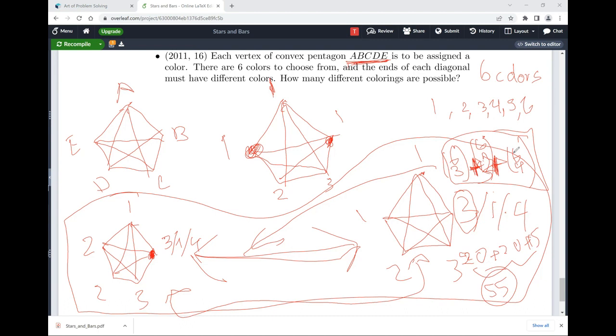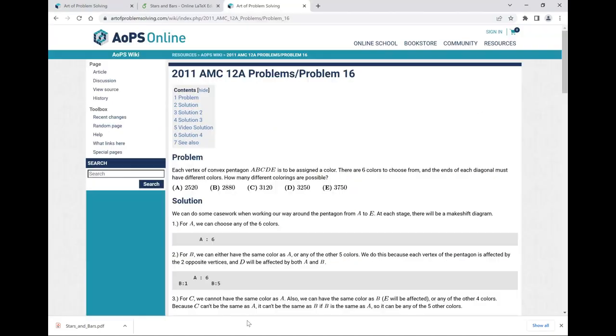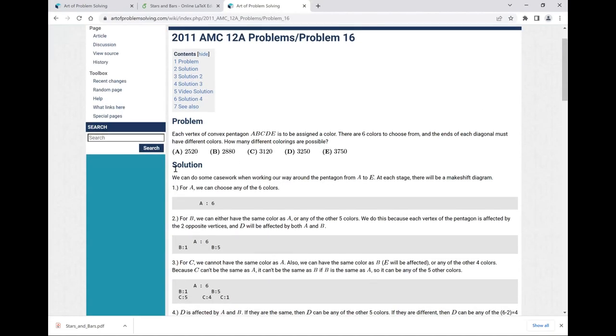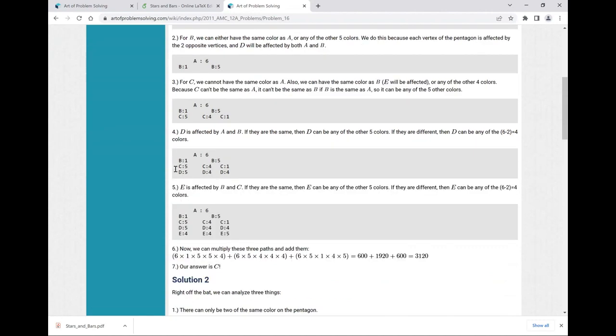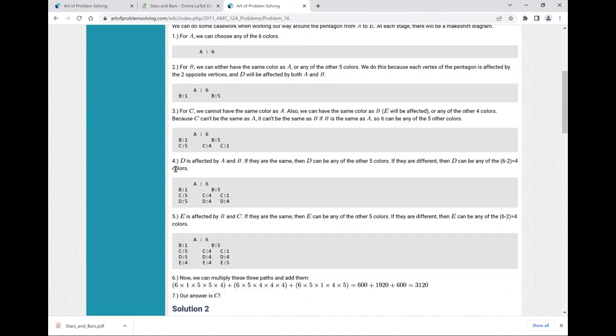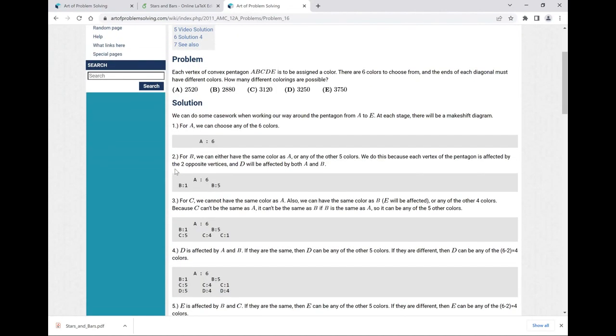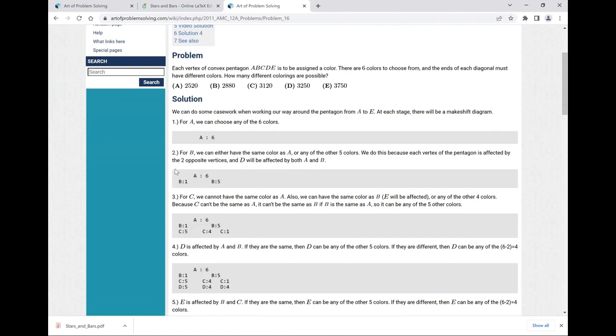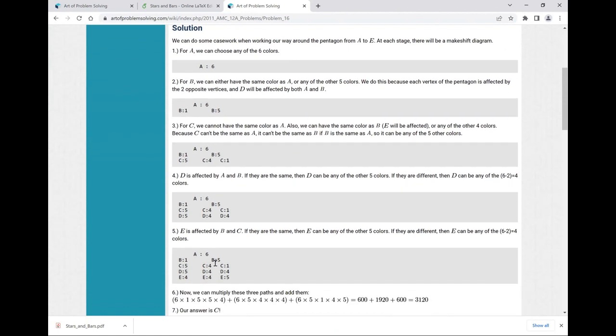I could keep going, but casework would take a long time to explain. So I'll actually just pull up the official solution. We can do casework, which is what I was going to do, because for A you can choose any of the 6, and then B can be the same as A, or it won't be. You use logic to separate it into cases.